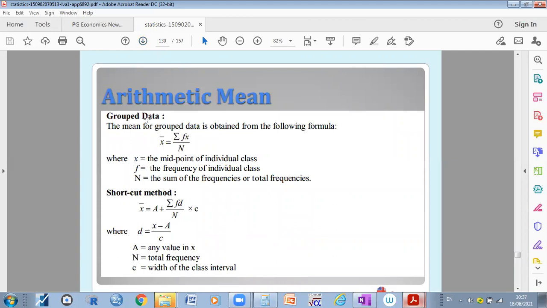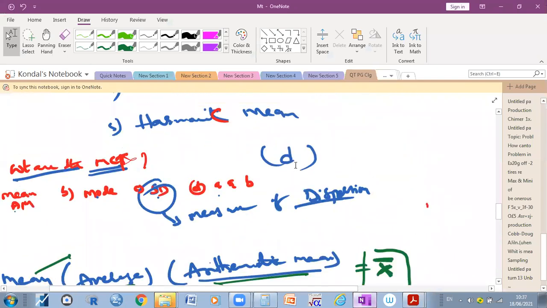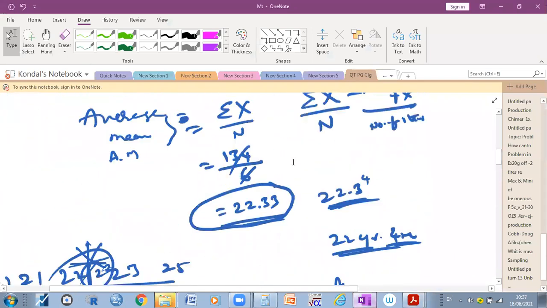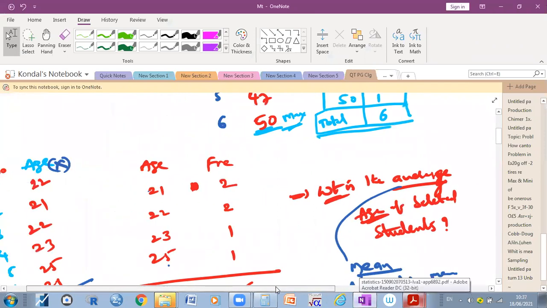There is grouped data. Grouped data means that the data is obtained, for example, as sum of fx by n, with frequency. As I told you, x bar is equal to sum of fx by n. So grouped data is nothing but this, when I take an example here. This is called grouped data.